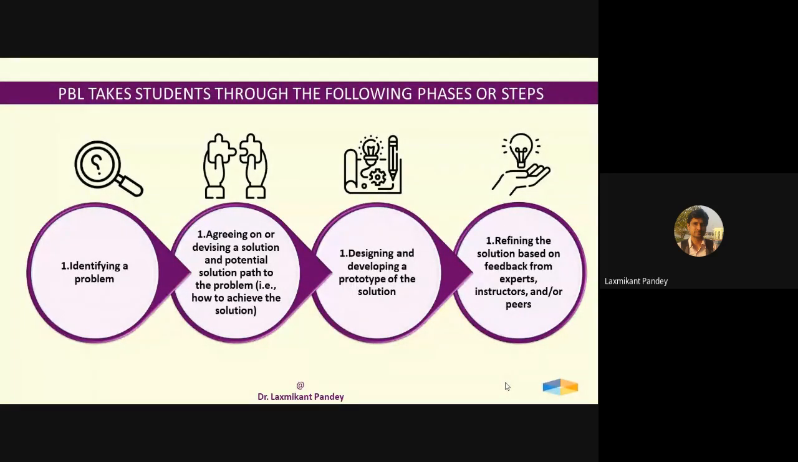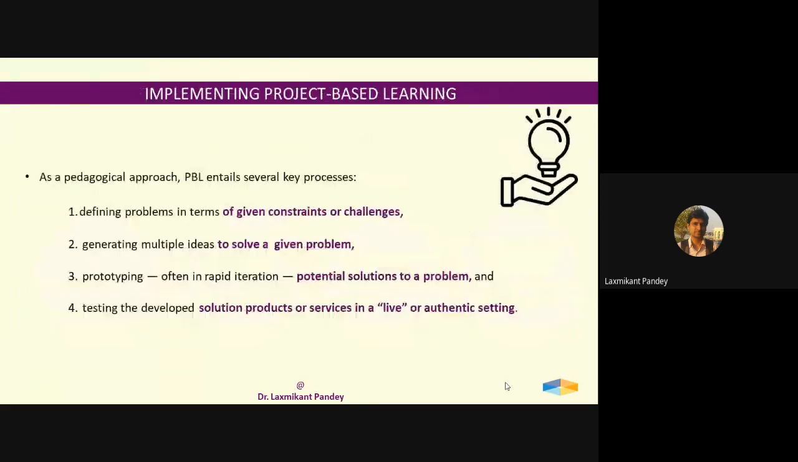then agreeing on or devising a solution, a potential solution path to the problem, how to achieve the solution, means the SOP, a standard operating protocol. Then designing and developing a prototype of the solution, then refining the solution based on the feedback from experts, instructors, and or the peers.